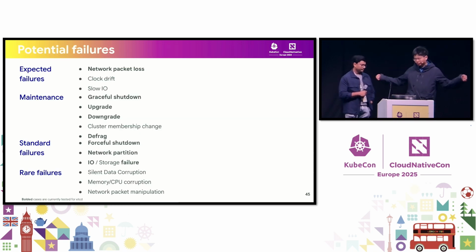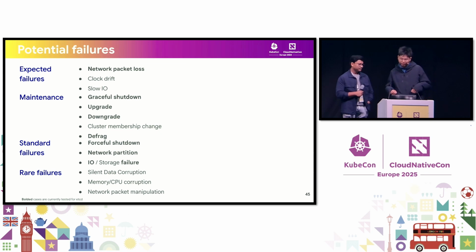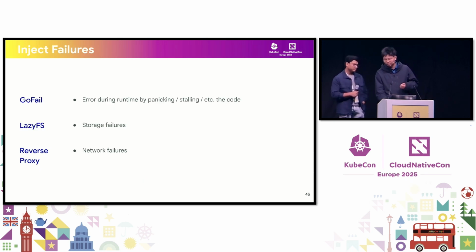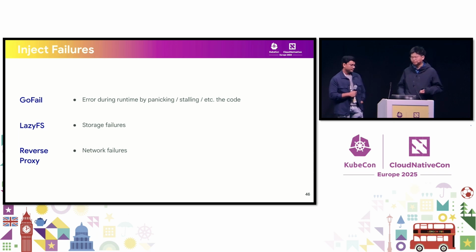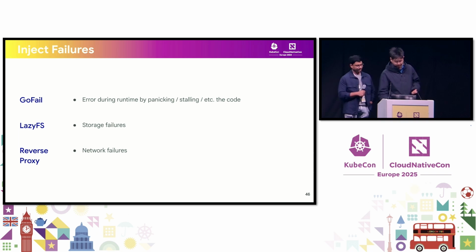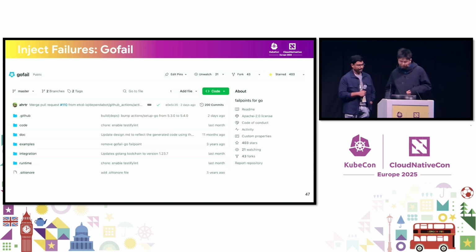And during execution, as we also have mentioned, we will have to inject failures. The bolded ones are the ones that the test is currently able to inject. And how do we actually do that? We will have to rely on three different tools. So we have GoFail, we have LazyFS, and we have the network proxy. So let's go one by one.